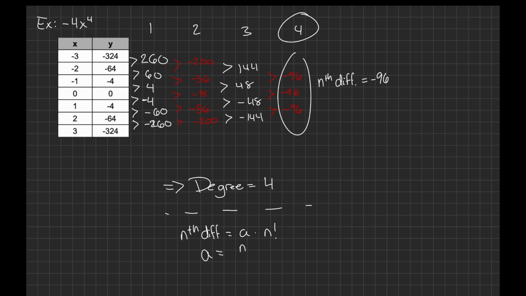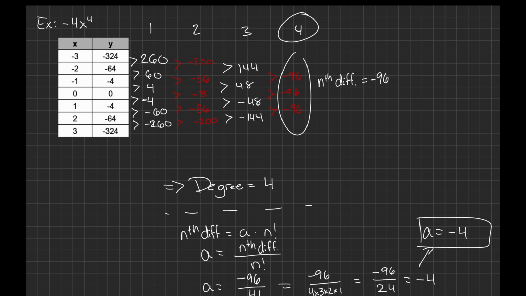A is equal to the nth difference over n factorial. A is equal to negative 96 over 4 factorial, which is equal to negative 96 over 4 times 3 times 2 times 1, which is equal to negative 96 over 24, which is equal to negative 4. And so from that, we know that A is equal to negative 4. So if we have both of these, we can go check back with the original equation in the top left corner. The degree is 4, and the leading coefficient is negative 4.